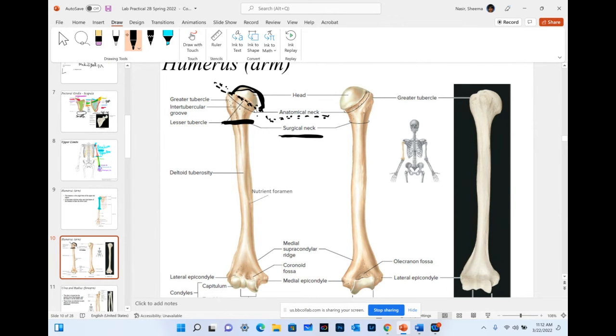Now, deltoid tuberosity is this part which is sticking out. So in the upper 1/3 of the bone, you can see it sticks out. This sticking out part is deltoid tuberosity. This is where your deltoid muscle comes and attaches to the deltoid tuberosity.